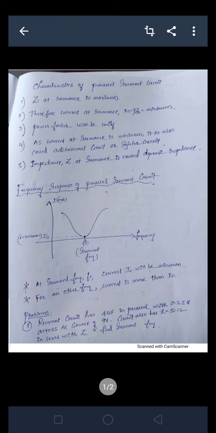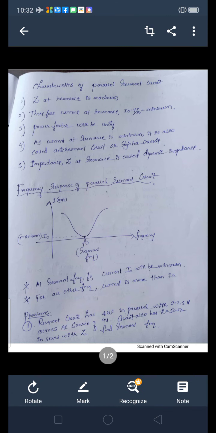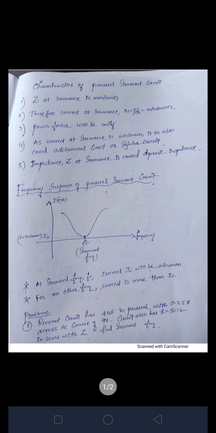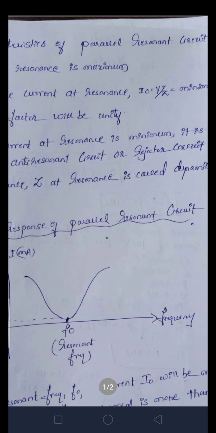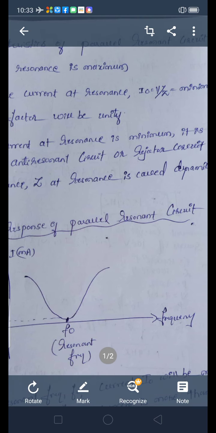Z at resonance is maximum here, if you compare that with the series resonance circuit. As Z is maximum, the current I naught, which is equal to V by Z, also becomes minimum here. As Z is maximum, I naught is going to be minimum. It was maximum in case of series resonance circuit.